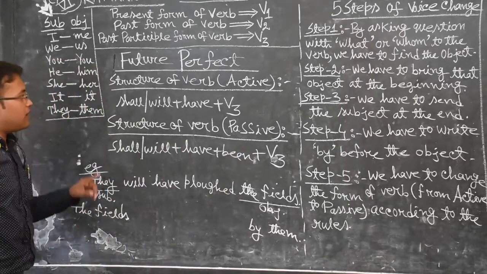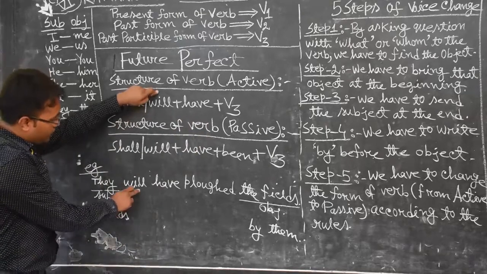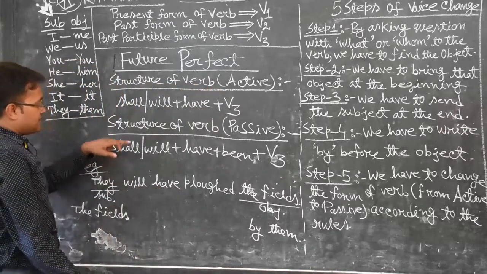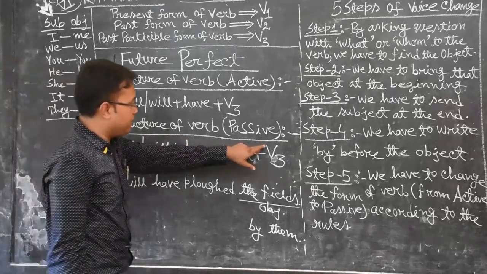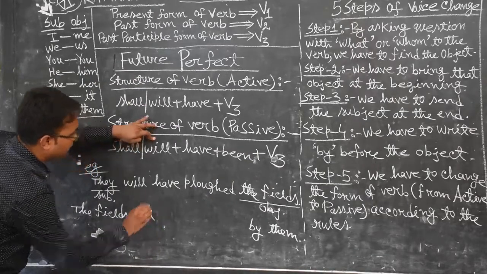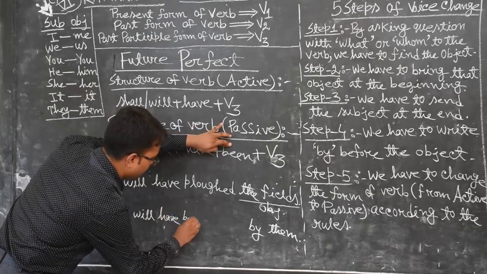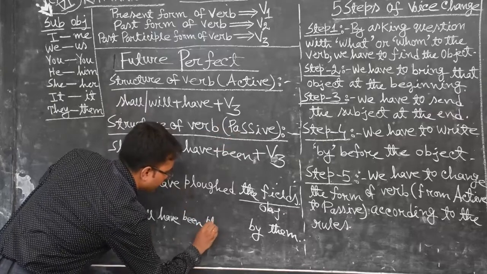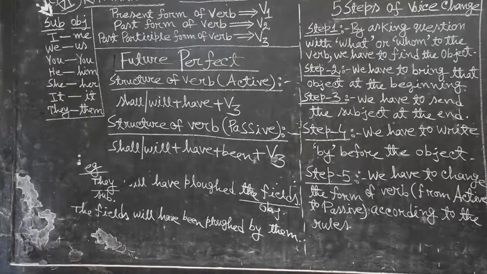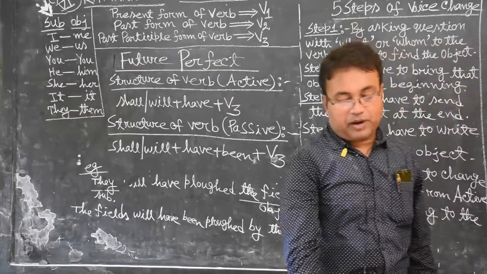What is the form of verb in active voice? Shall/will have V3, plowed. And in passive voice, shall/will have been V3. So the fields will, W-I-L-L, will have been plowed. The fields will have been plowed by them.